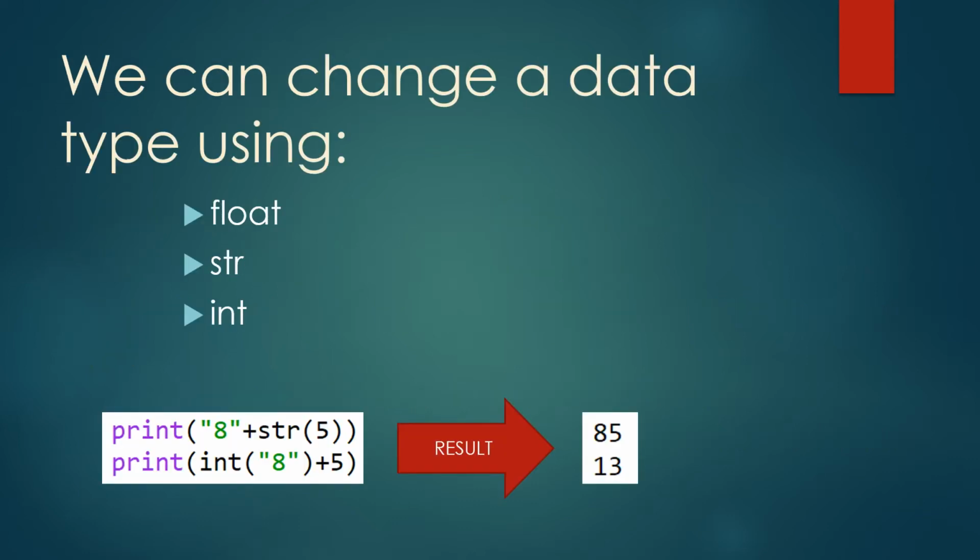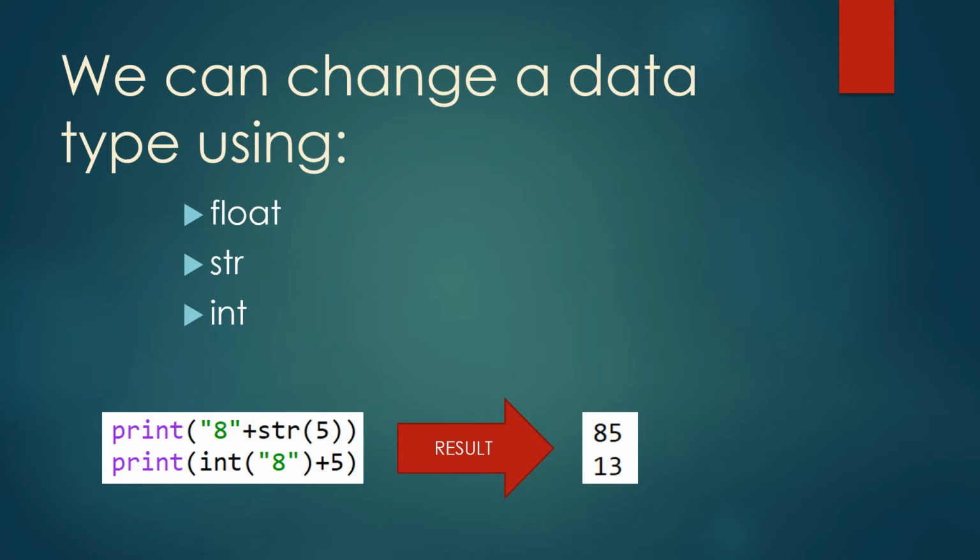So looking at the data types we've already been using: float, a number with a decimal point; str, which is a string; and int. These three functions are used to change types. If you have a 5, but you want it used like a string, then you can put str in front of the 5 so that now you can concatenate 8 with 5. But if you want that 8, which is a string, to be added to 5, you can now convert that to an int. So you can add 8 plus 5.